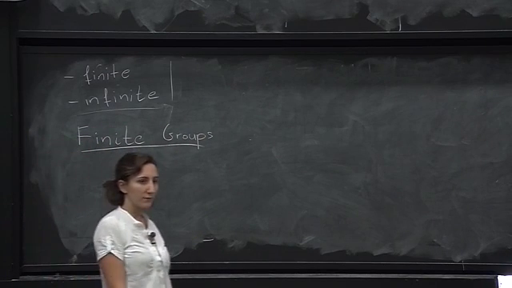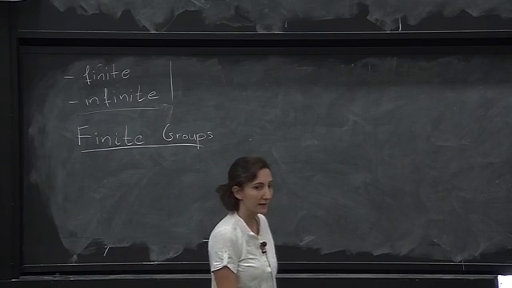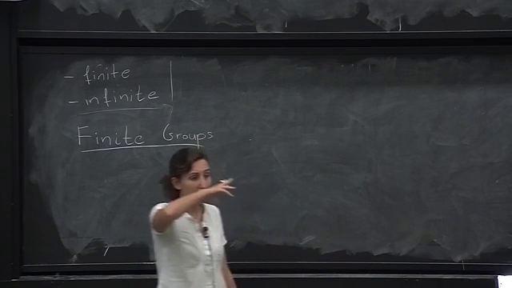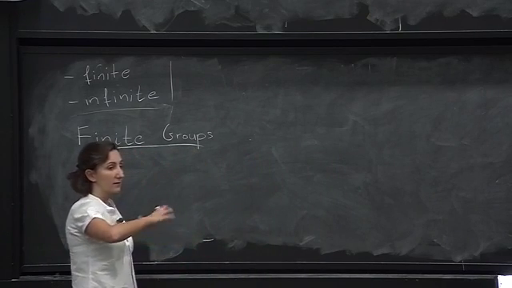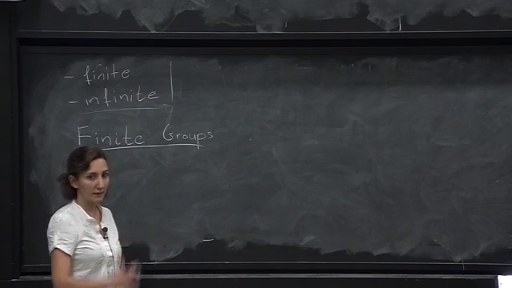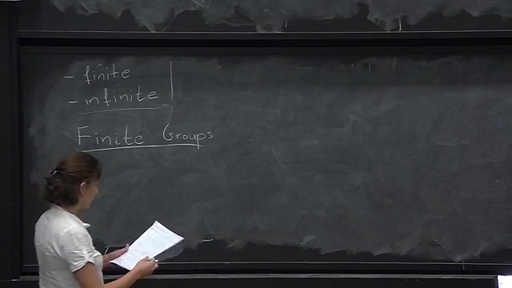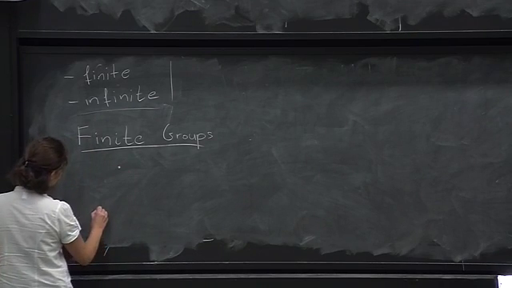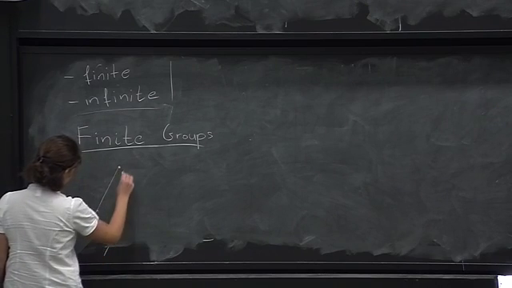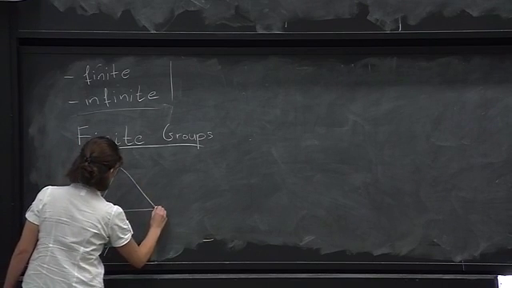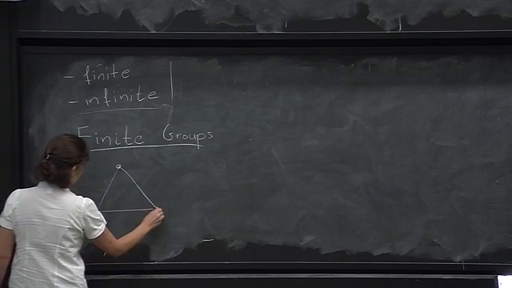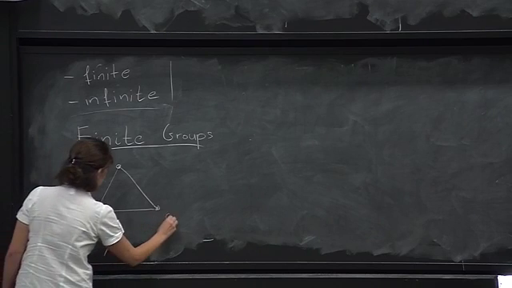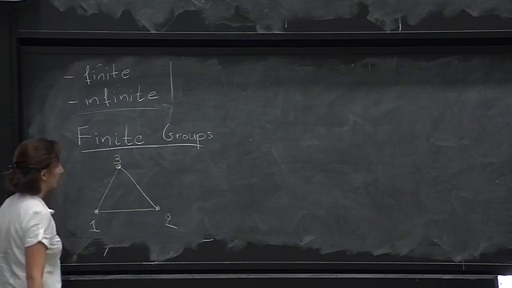An example of where you see finite groups in physics is, for example, when you're looking at lattices and you're considering the symmetries of the lattice, rotations, reflections around lattices. All these groups are finite. For example, to make this simple, let's take a triangle. And let's label the vertices of this triangle as 1, 2, and 3.